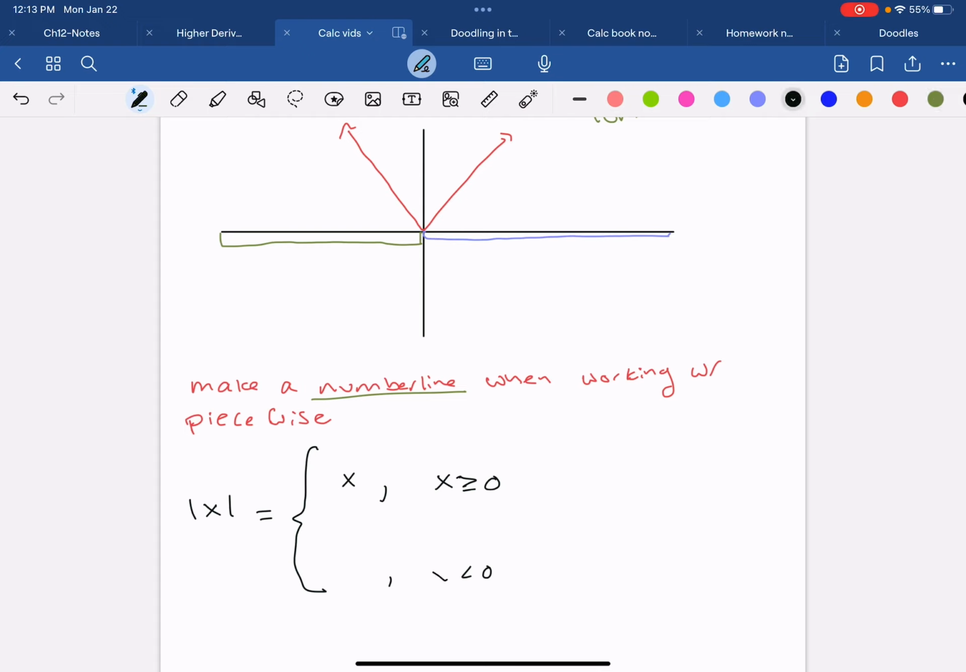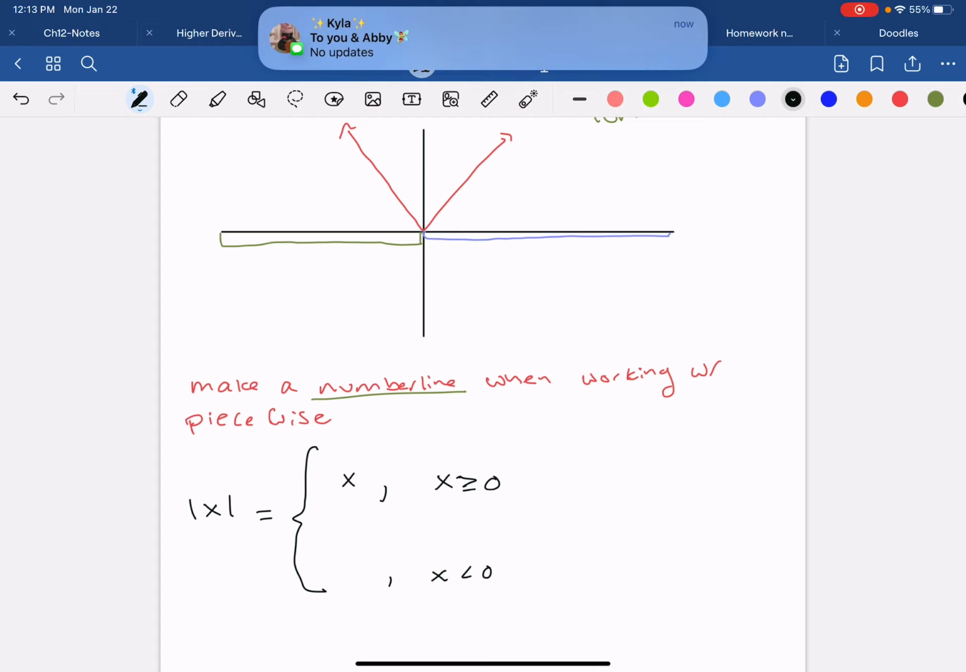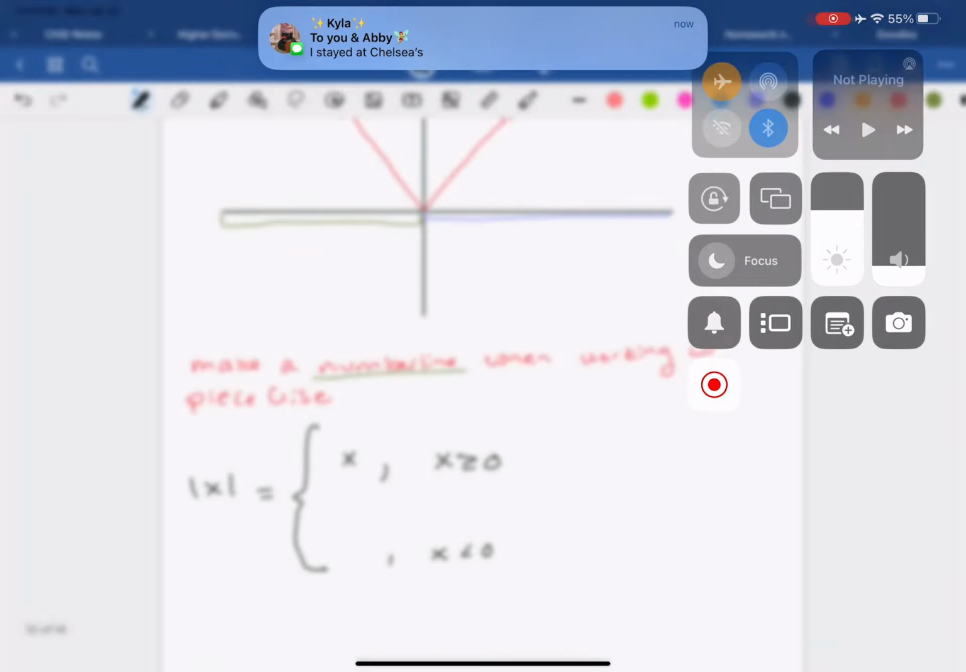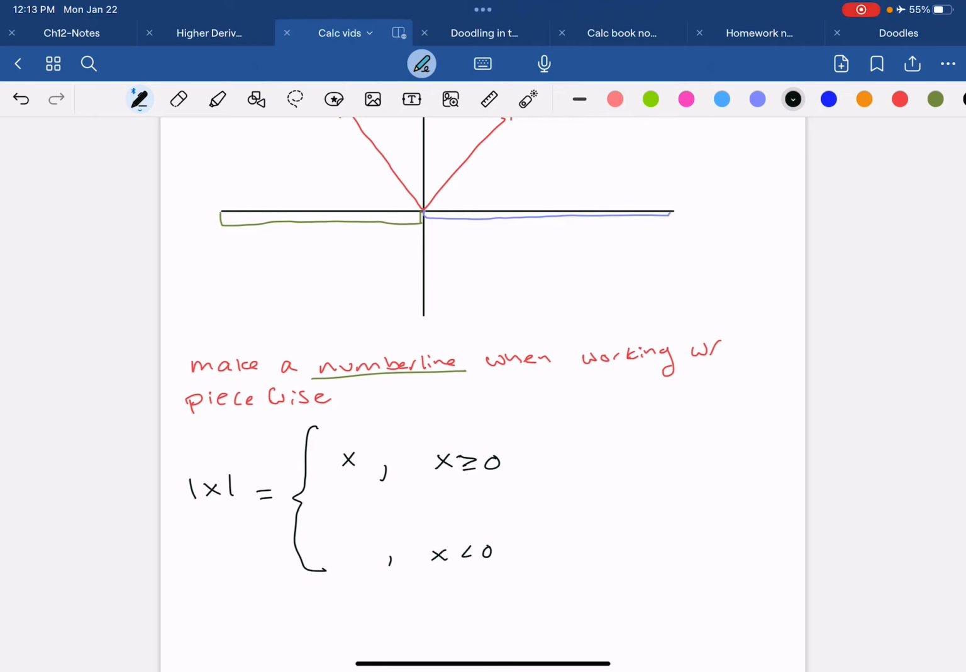So we're talking about when x is less than 0, because whatever x value you're plugging in here, sorry, I'm going to turn this on airplane mode. I keep forgetting to do that when I'm doing these.